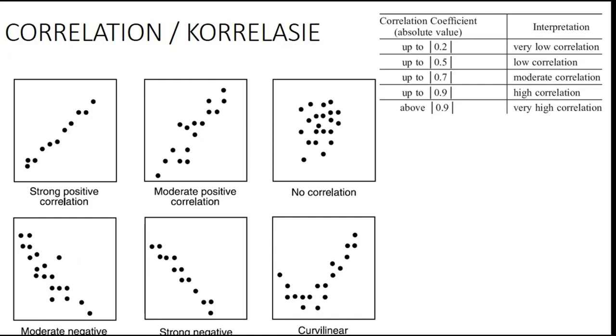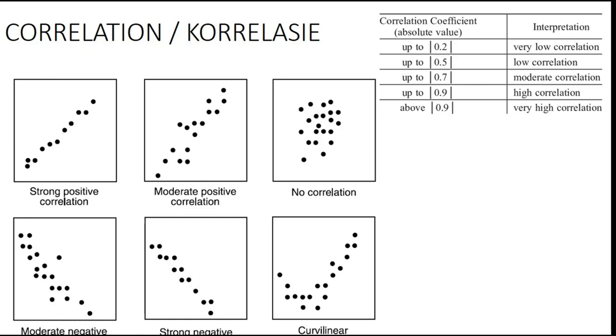Some of them are bunched together strongly. We say strong positive or moderate positive. And if they are all over the place like that, we say there's no correlation, which means there's no relationship between the values on the x and the values on the y. Strong negative. So that's easy to remember.